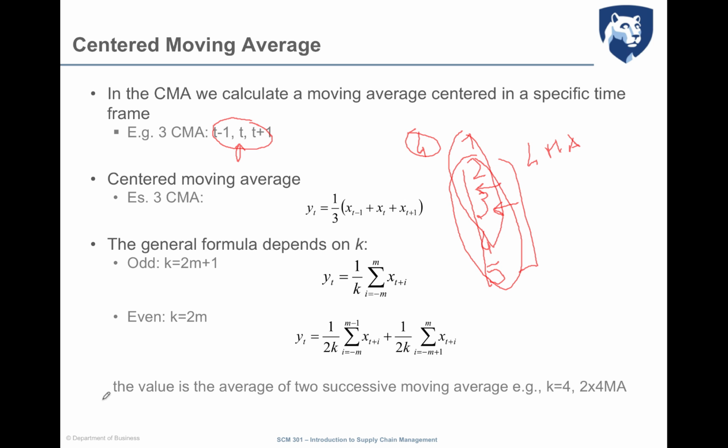And that was written here. The value is the average of 2 successive moving averages. For example, if k is 4, you make 2 times a 4 moving average, one considering 2 values before and just 1 value after, and one considering 2 values after and 1 value before. I don't know if it is clear, but let's go through an example, and I'm totally sure that this will be clear.